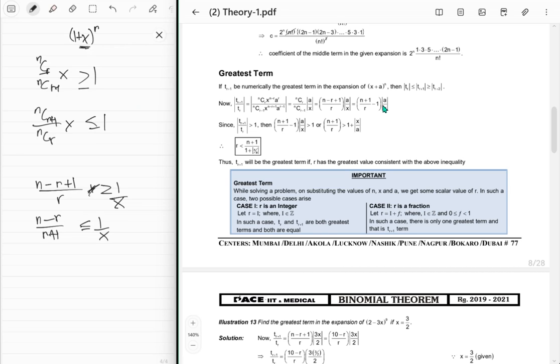So what are they saying? r is less than (n plus 1) upon (1 plus x upon a). That's the solution of this thing. Let's try to do it.